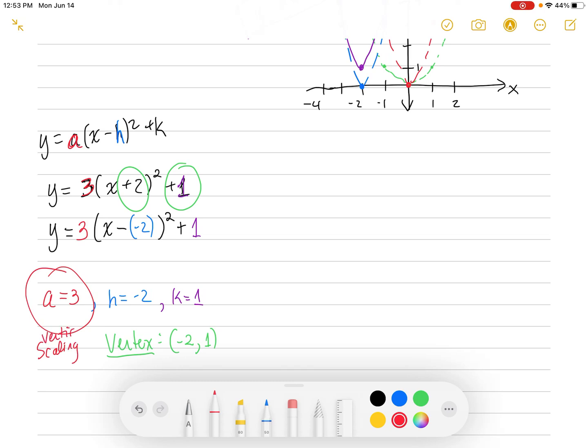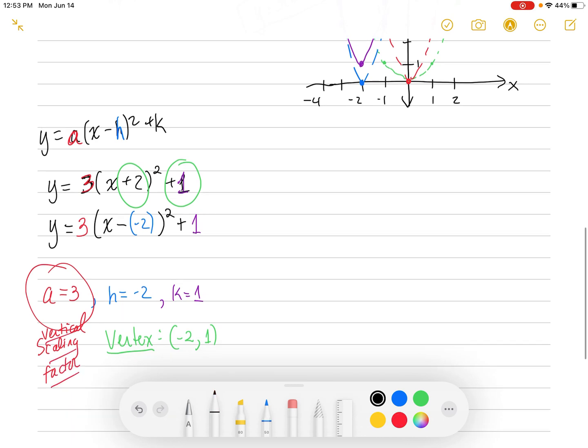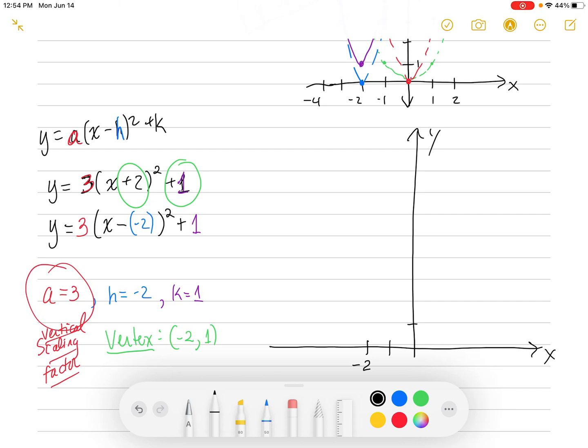And then you have this scaling factor. I'll call it the vertical scaling factor. That's in red, it's the 3. So we can graph it using these 3 bits of information. I'll show you how that's done. This is not quite using the same transformation methods that we were using before. So you'll start off with negative 2, 1 as your vertex.